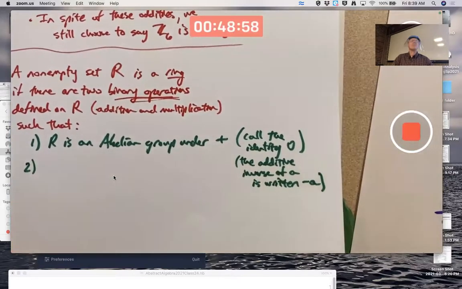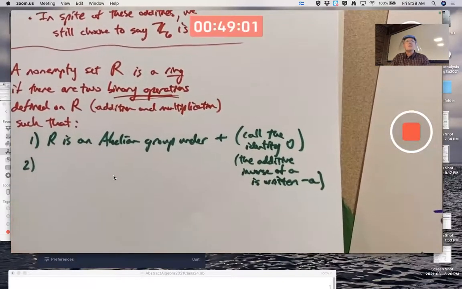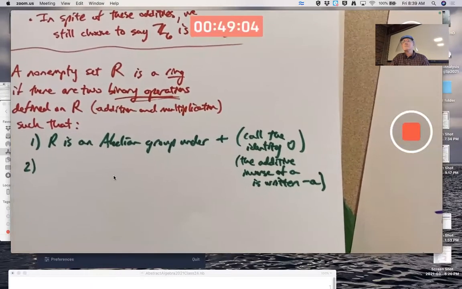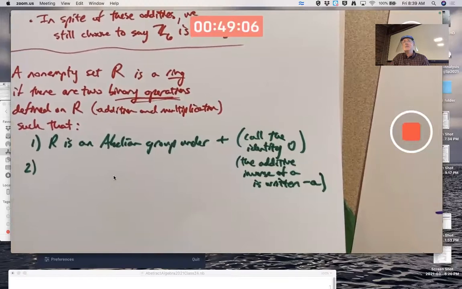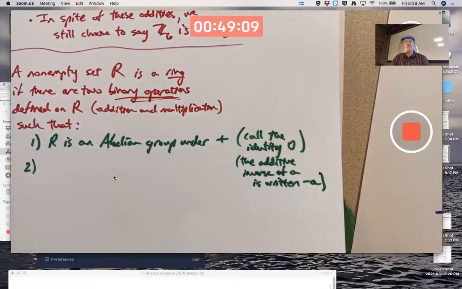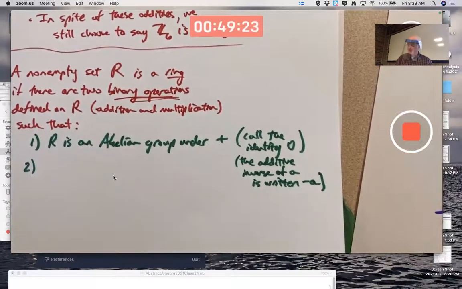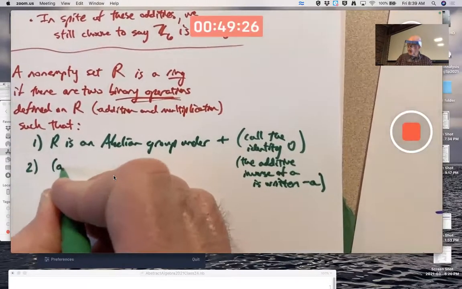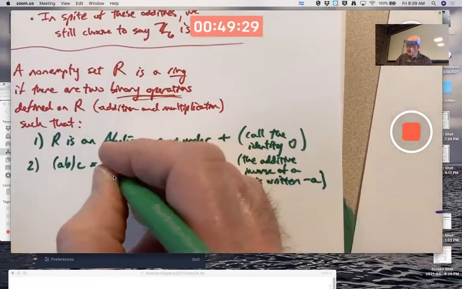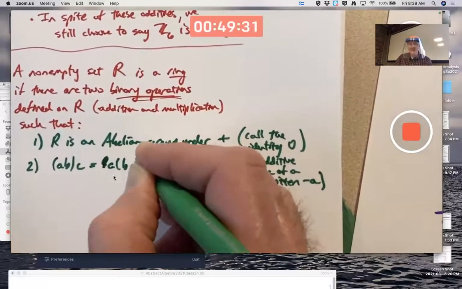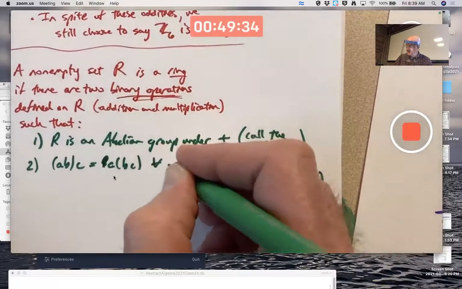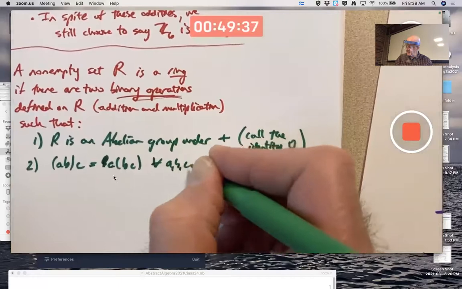Second property, we don't require there to be an identity under multiplication. We don't require a one. Take the even integers, for example. No multiplicative identity. But we do require the associative property under multiplication. A times B times C equals A times B times C, like that, for all ring elements A, B, C in R.